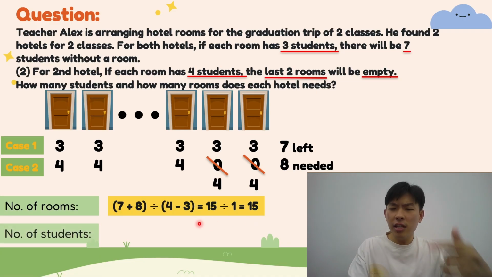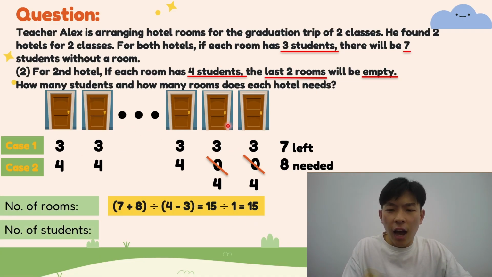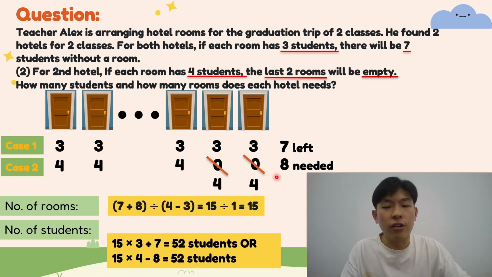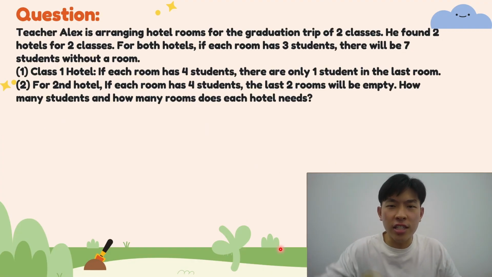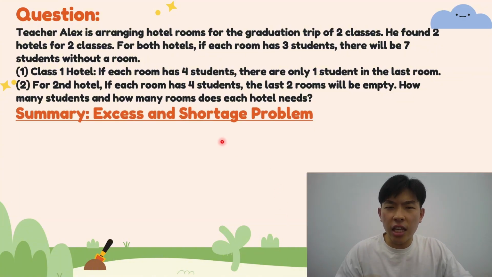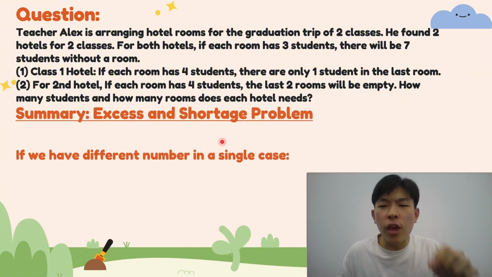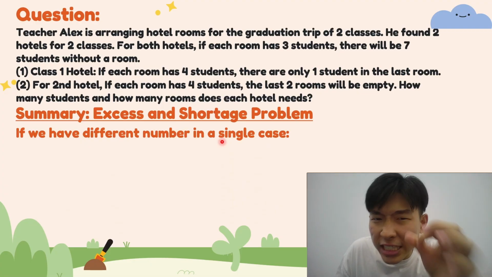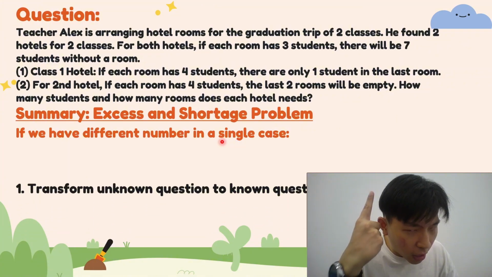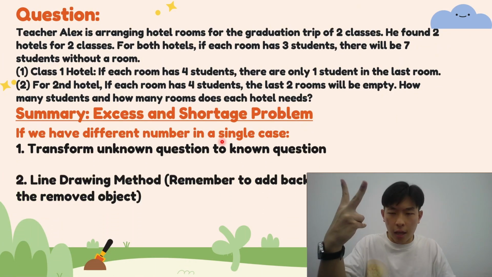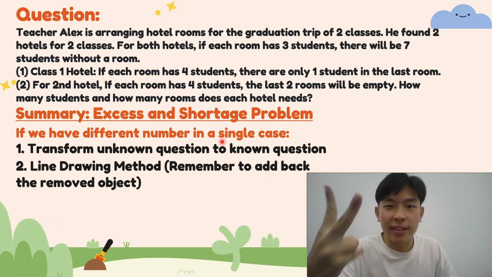Then the number of students. 15 times 3 and plus 7. Or 15 times 4? Minus 8. Very good. And we have 52. Perfect. So now, let's do a very quick summary here. So, in the excess and shortage problem, if we have a different number in a single case, if you have a different part, what are the 2 methods that we can use? First, transform, unknown to known. And second, the line drawing method.